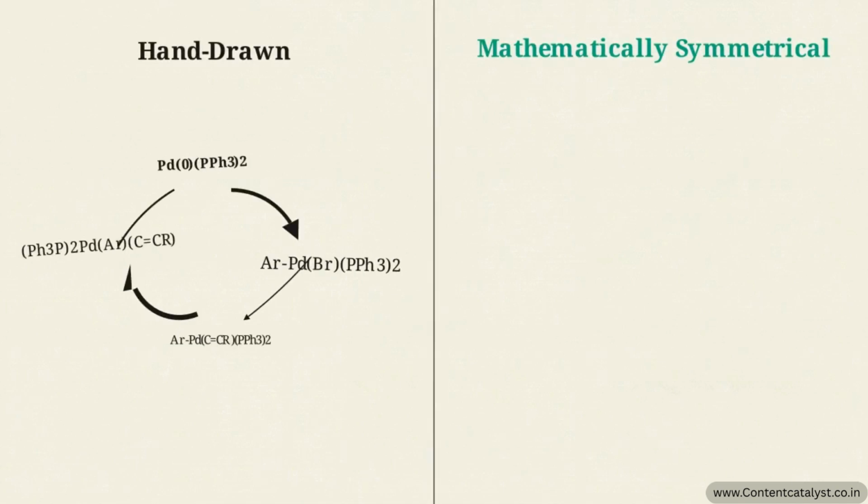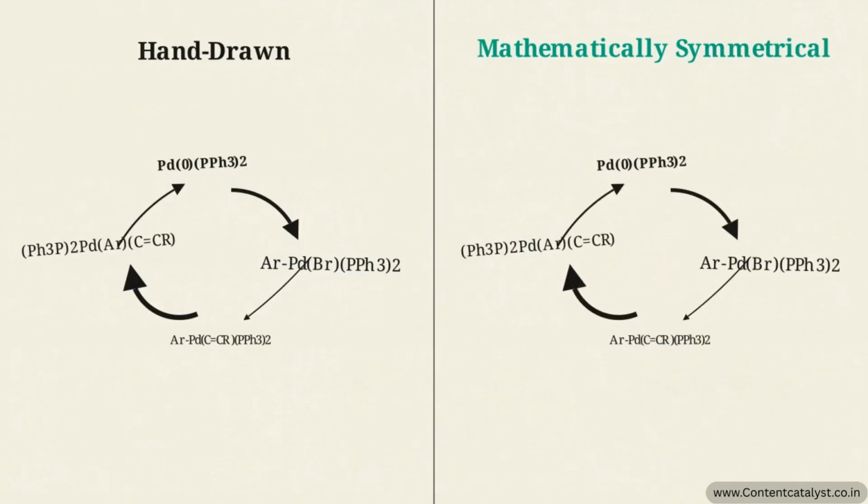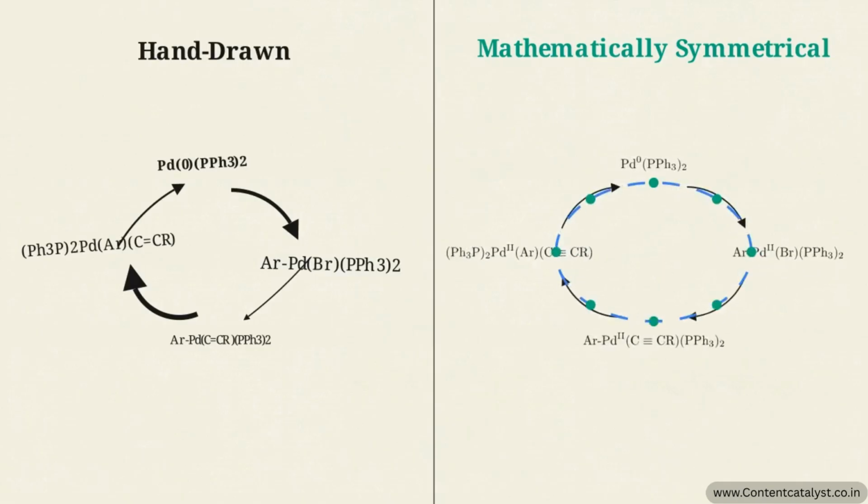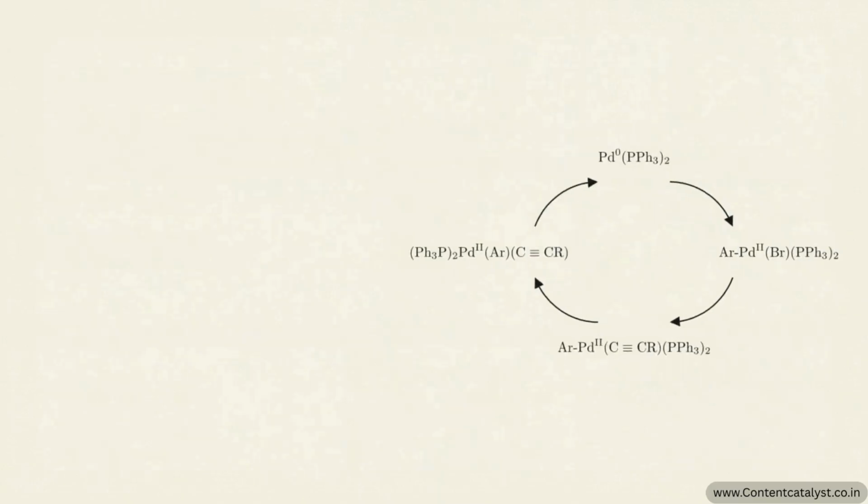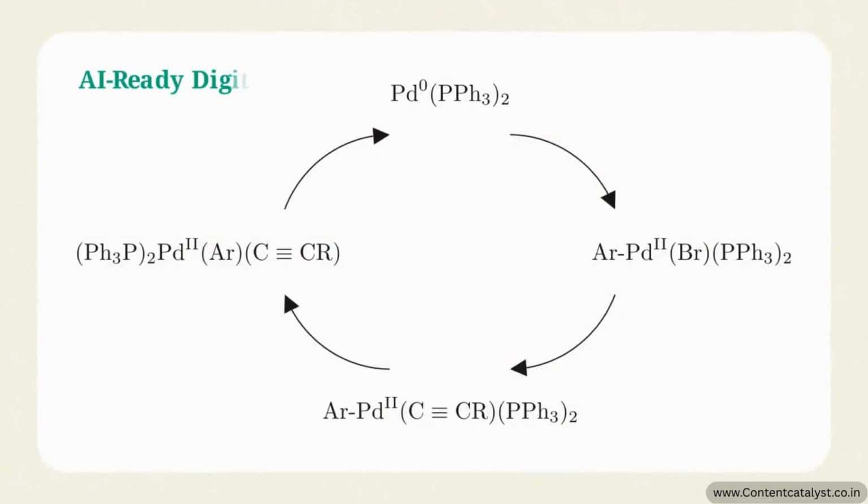This comparison shows the difference between a hand-drawn reaction cycle and a mathematically symmetrical elliptical diagram. While both represent the same chemistry, the right version uses geometric precision to improve visual communication. In modern labs, chemical information is increasingly integrated with AI-driven discovery platforms.